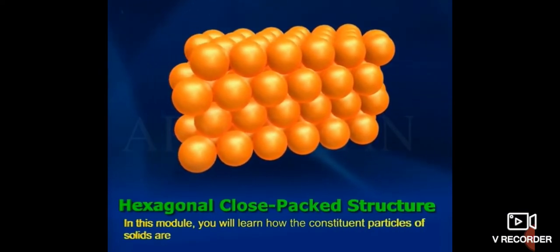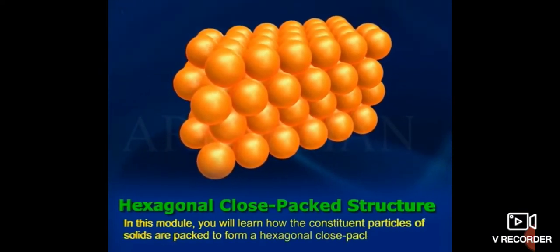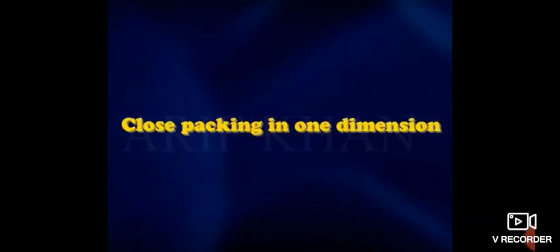Pack structure. In this module, you will learn how the constituent particles of solids are packed to form a hexagonal close pack structure. Close packing in one dimension. Let us begin our study by considering the constituent particles of solids as hard spheres.